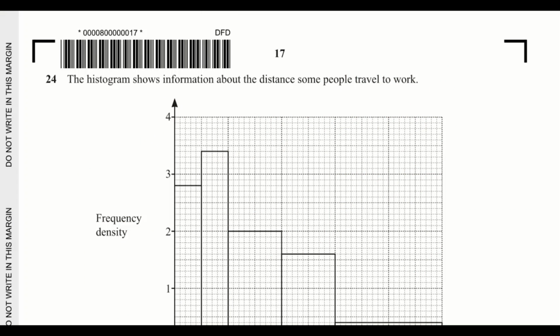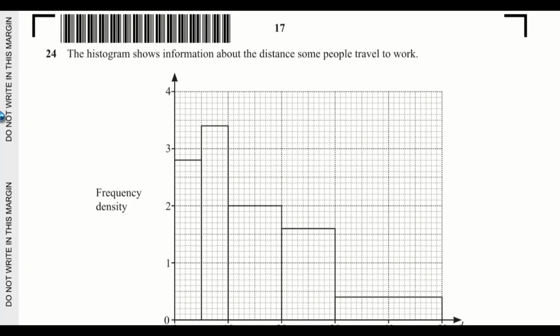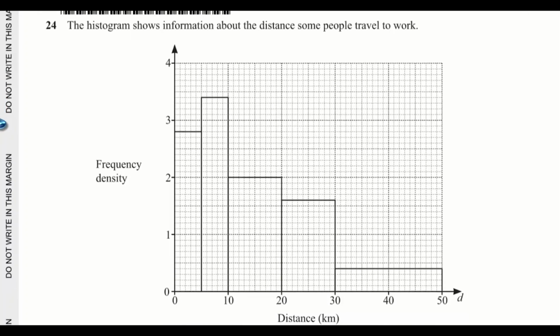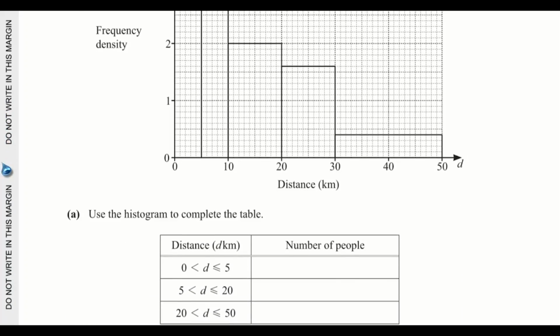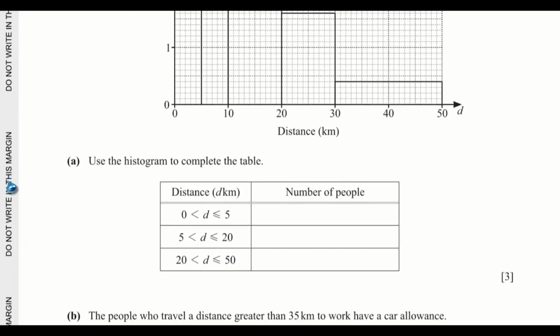Okay, so let's go to the next question. Question 24. The histogram shows information about the distance some people travel to work. Use the histogram to complete the table.